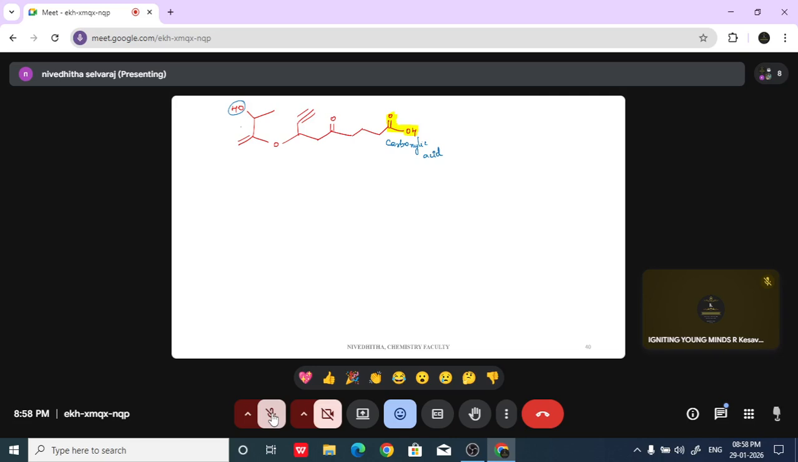It is just OH. So this is alcohol. It is not connected with any C double bond O. It is just OH. So this is alcohol.